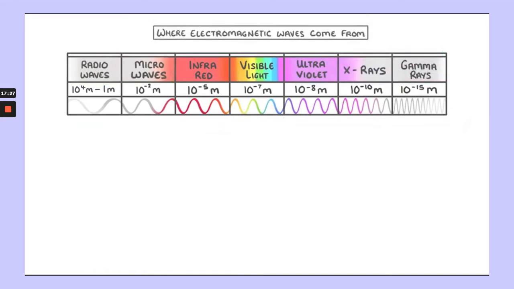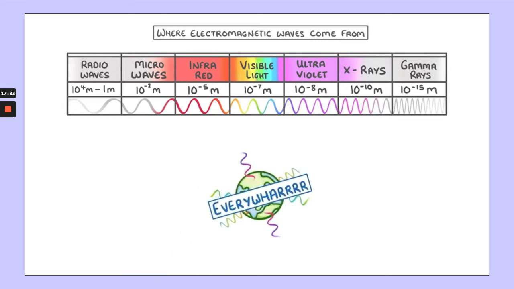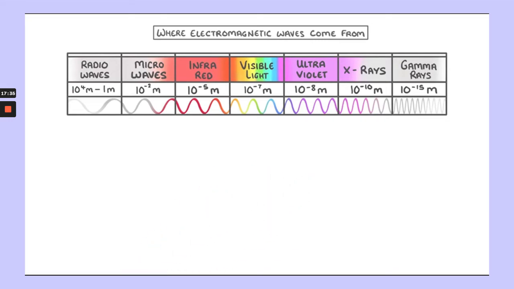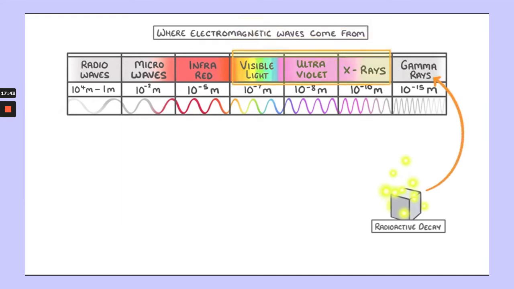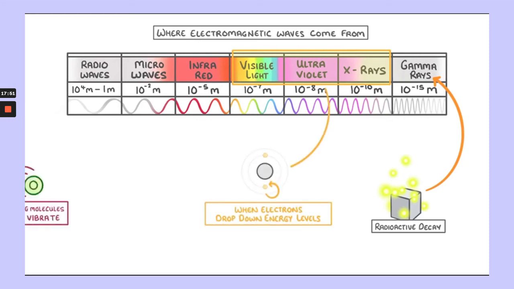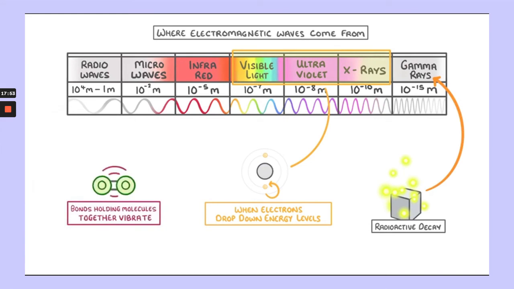The last thing we need to cover is where electromagnetic waves come from. The short answer is that they come from everywhere. Don't worry about remembering the exact details, but to give you some idea, radioactive decay can cause gamma rays to be emitted, while visible light, ultraviolet, and X-rays can all be emitted when electrons drop down energy levels. And when the bonds that hold molecules together vibrate, it can generate infrared radiation. So really, radiation's emitted from all over the place by loads of different things.